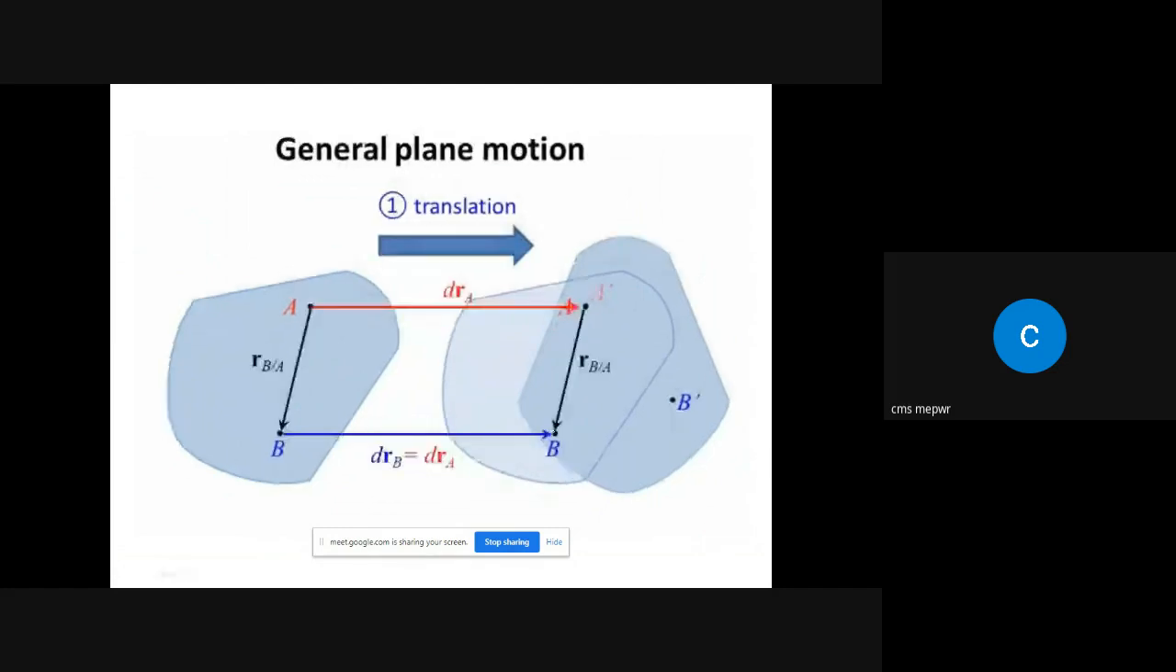As you can see over here. Okay, now after exhibiting, let's imagine that it's exhibiting the translation. Let's say that during this time it also rotated. Now for rotation we need some fixed origin.